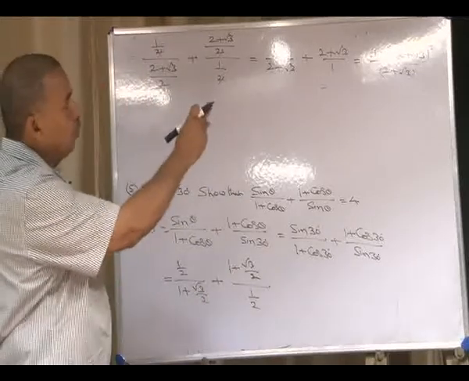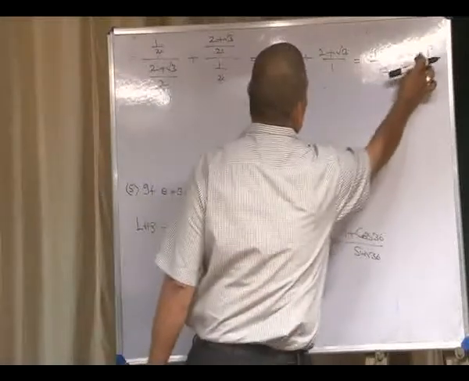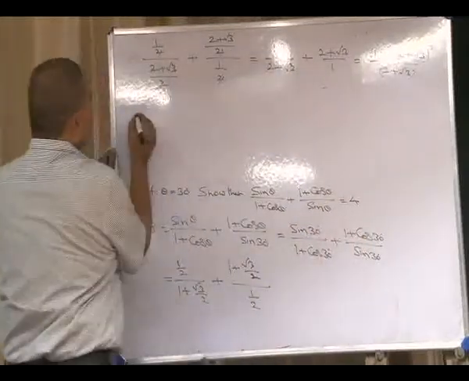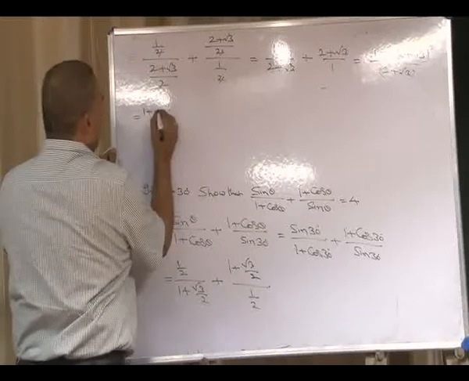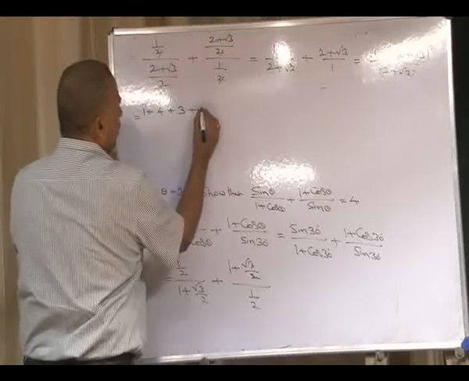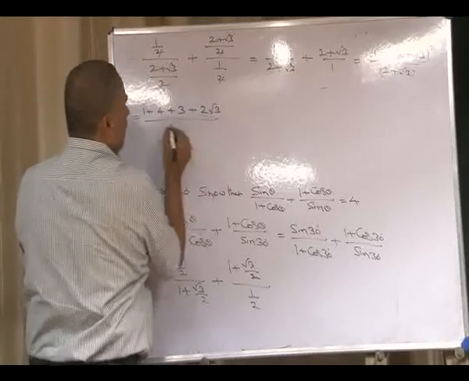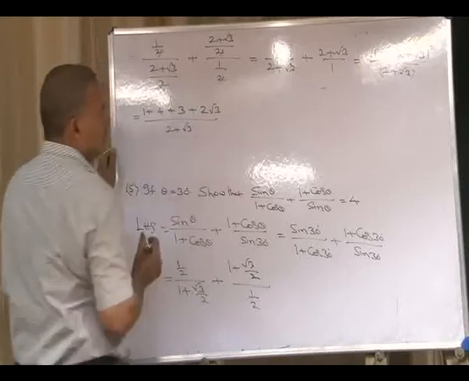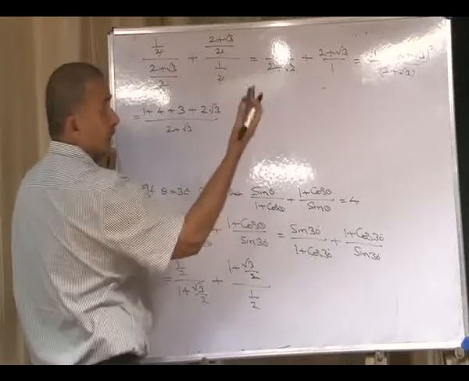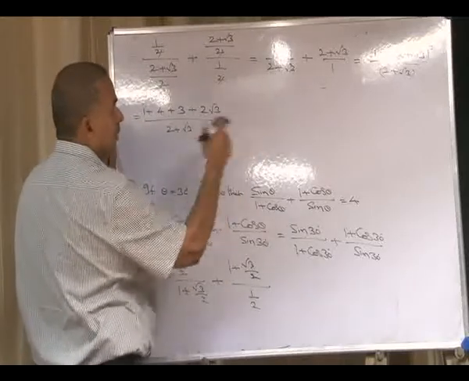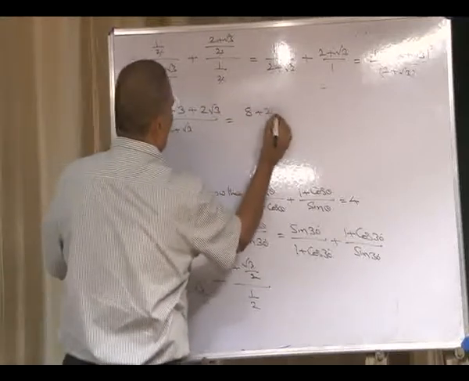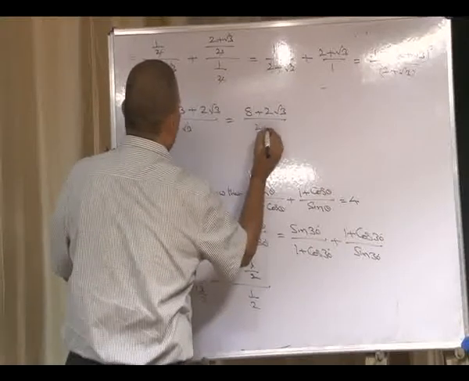That is 1 plus 2 plus root 3 the whole square by 2 plus root 3. This one is in the form of a plus b the whole square. That is equal to 1 plus 2 square is 4, plus root 3 square is 3, plus 2 into 1 into root 3 is 2 root 3 by 2 plus root 3. This one is a square plus b square plus 2ab values. A square is root 2 square, b square is root 3 square is 3. 2ab is 2 into 1 into root 3. That is equal to 8 plus 2 root 3 by 2 plus root 3.